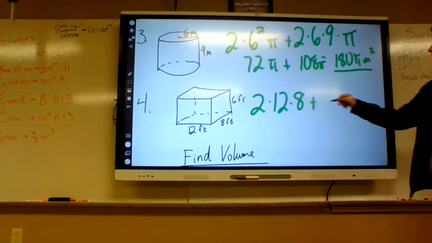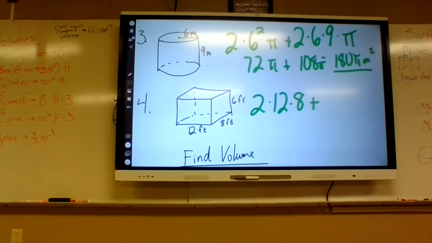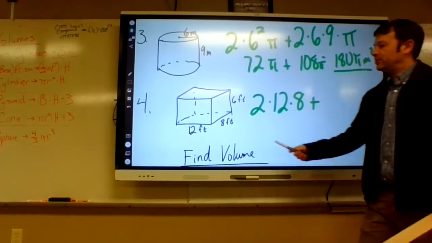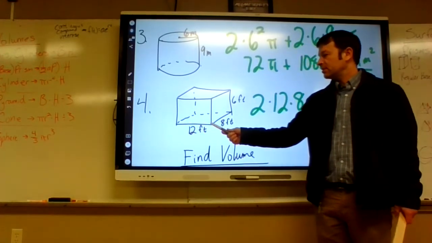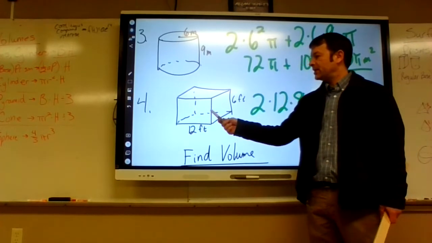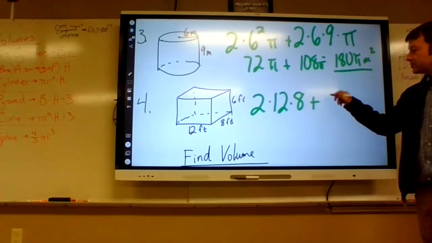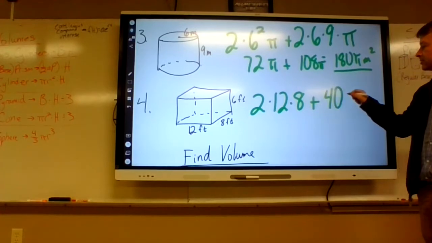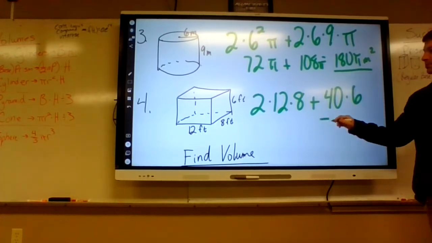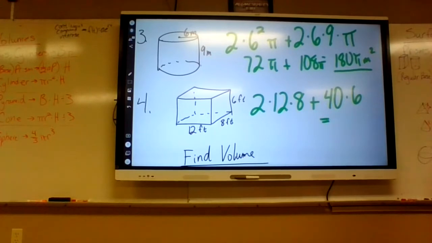Okay, plus perimeter times height. What's the perimeter of the base? 12 plus 8, twice, which on this one would come out to 40, the perimeter of the base. Times the height, 6. Let's see, I don't know if I remember this. Was it like 392 or something? 432.